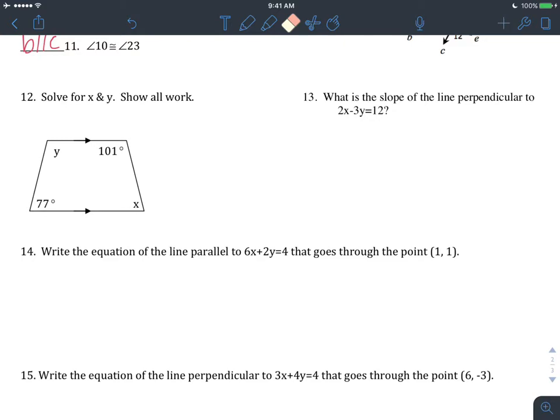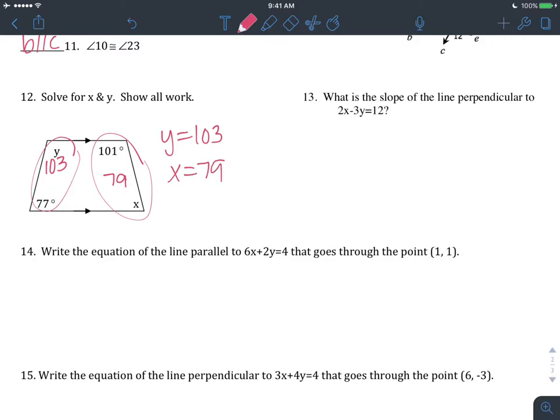All right, this one we did in class. Y and 77 are going to add up. So that means Y is 103, 101 and X. So that means X is 79. So Y equals 103, X equals 79.